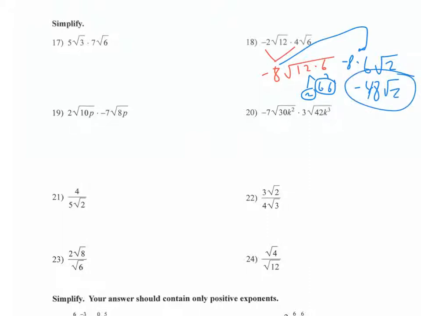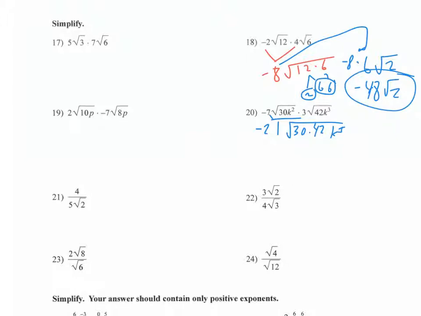All right, same idea for number 20. So we have negative 21 on the outside for 7 times 3, or negative 7 times 3. On the inside, I'm going to do 30 times 42. And then I'm actually going to write that as k to the 5th because we have multiplying k's there. We add their exponents, so it's k to the 5th.